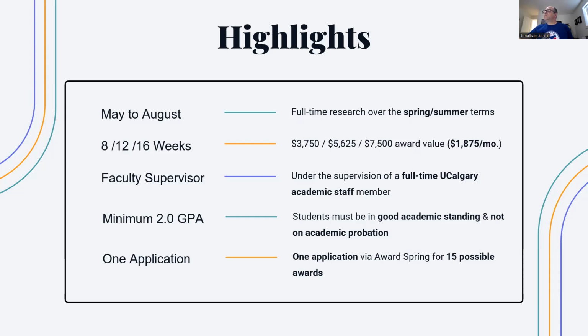So if you're only doing 8 weeks, for example, it's only $3,750, and pretty much it'll add up to $1,875 a month. So that's something to think about as you're thinking about the financial part of it. But this is essentially you're getting paid to do research with the supervisor.